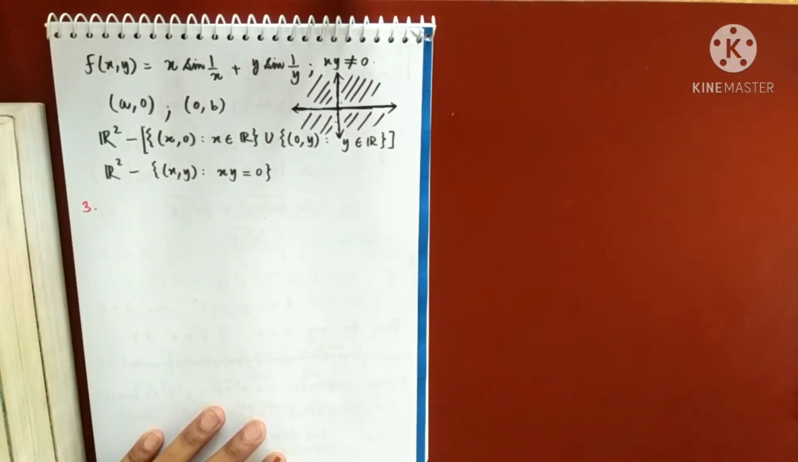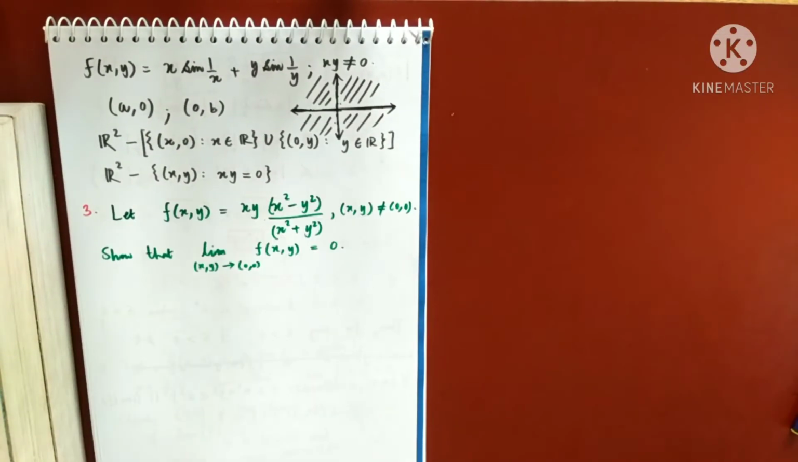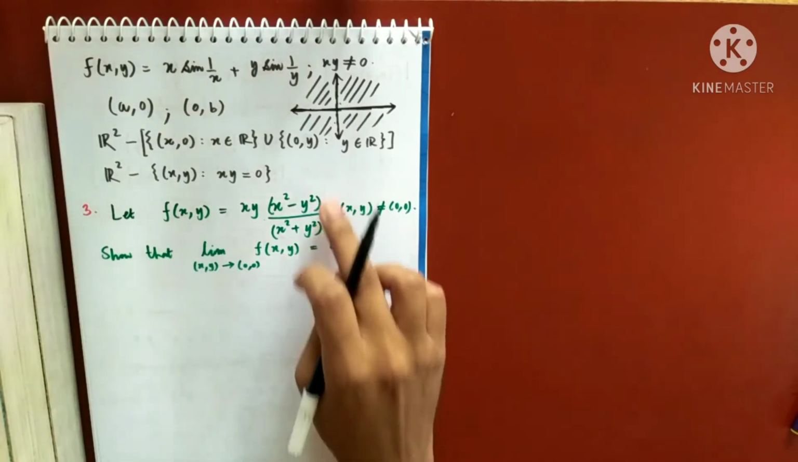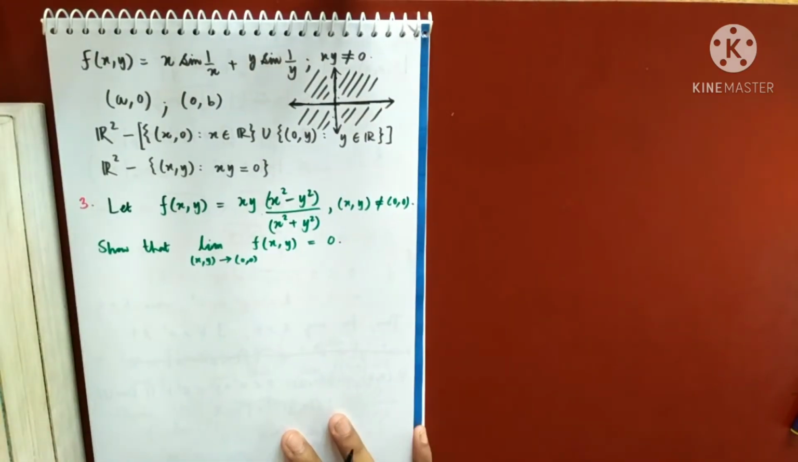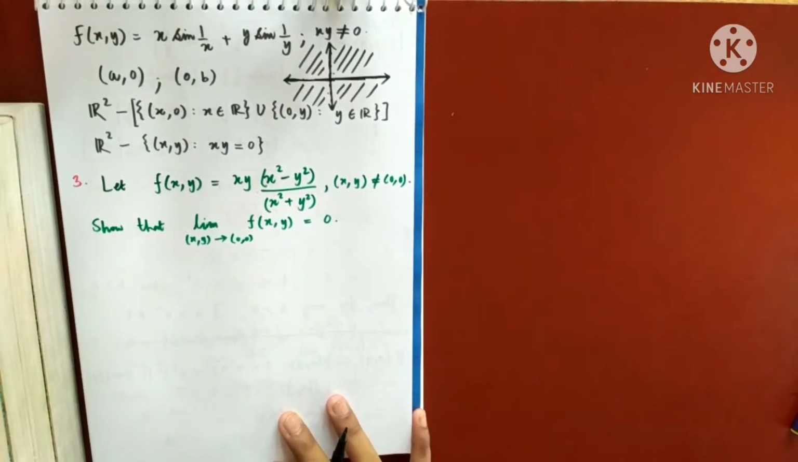So let me state problem number 3. The question is this: let f(x,y) = xy (x² − y²)/(x² + y²), for (x,y) ≠ (0,0). That means the domain is all of R² except (0,0), because if I enter (0,0) in the function, it is undefined. You see, I have to show that the limit at (0,0) of the function is 0.